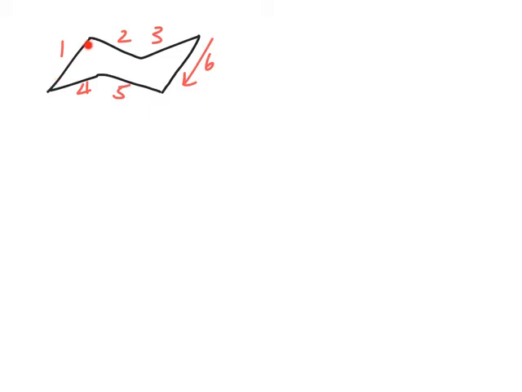Notice that bonds 1 and 6 are parallel. Bonds 2 and 5 are parallel, and 4 and 3 are parallel. Let's go ahead and try drawing this again beneath the first one that we did.